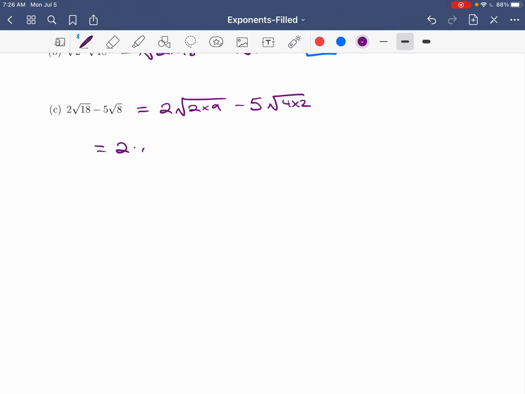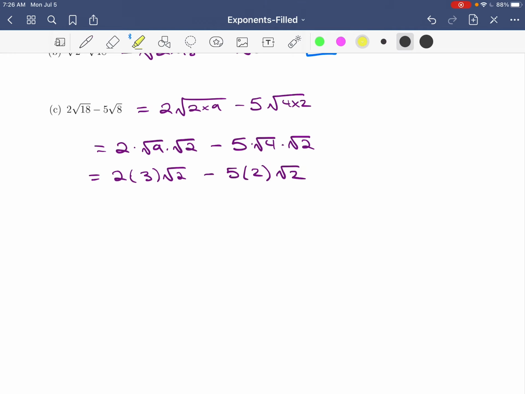So that's 2 times root of 9 times root of 2, minus 5 times root of 4 times root of 2. And then we know that root of 9 is just 3 and root of 4 is just 2. So let's just emphasize that: this thing is equal to that and this thing is equal to that, so I just replace those. Now I have 2 times 3 is 6, so I have 6 root 2, minus 5 times 2 is 10, so that's 10 root 2.